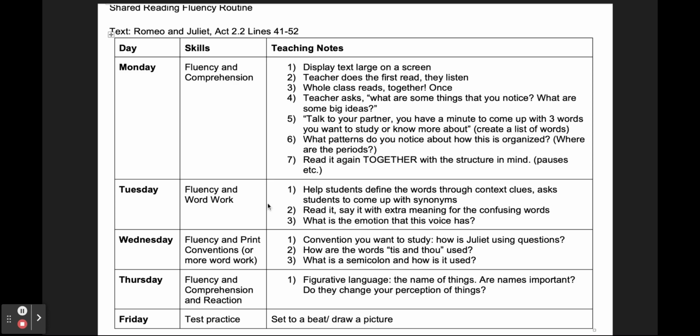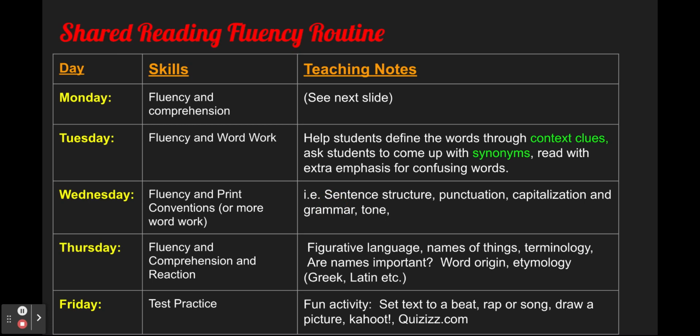Okay, so I'm gonna go. This again, I kind of rewrote the routine that you just saw on the previous slide. I added some little things here and there. So, Tuesday having them look at context clues, synonyms. Wednesday, we're looking at sentence structure, punctuation, capitalization, grammar, tone. I'm not sure why there's a comma after tone there. That is a mistake. Where's my mouse? Okay.